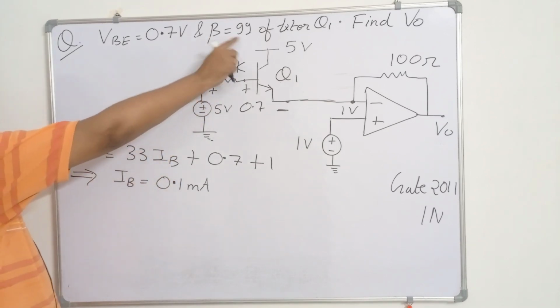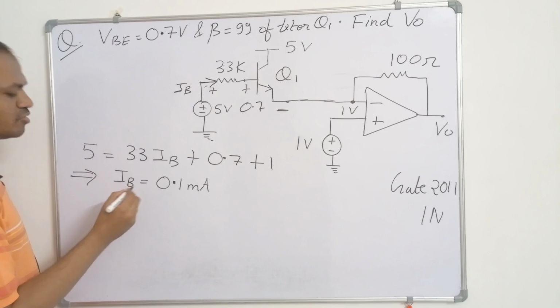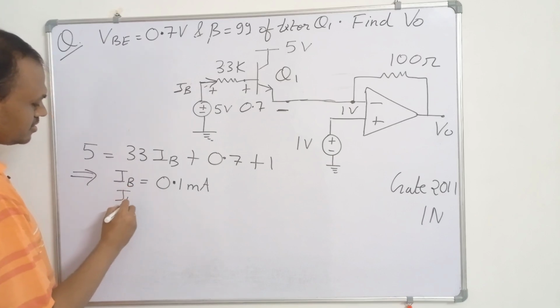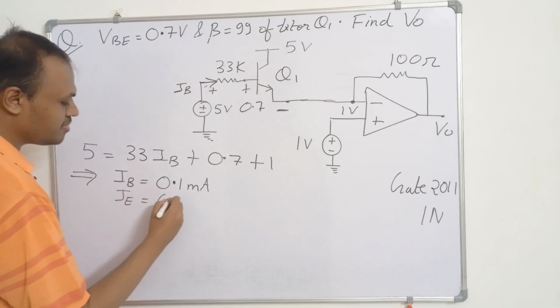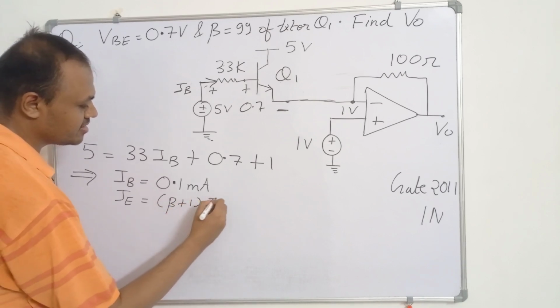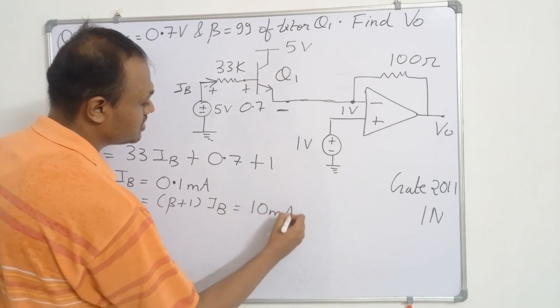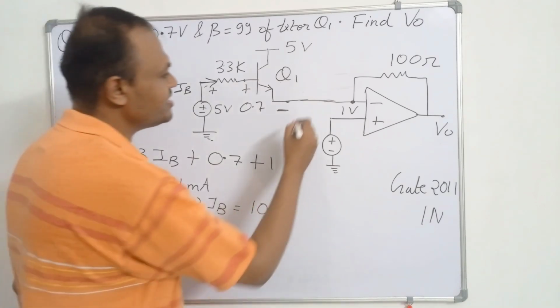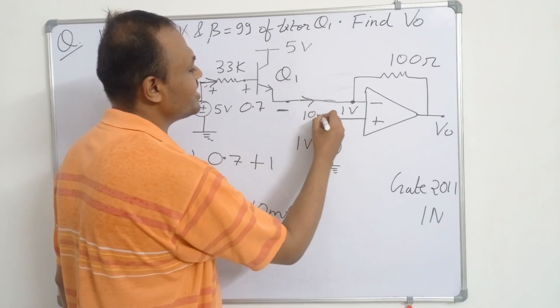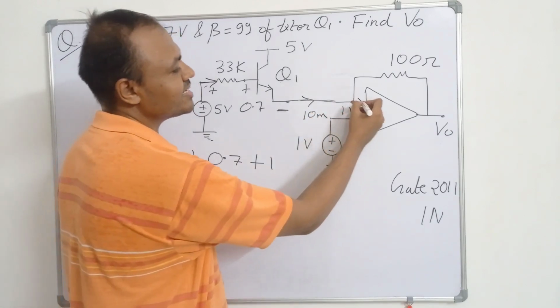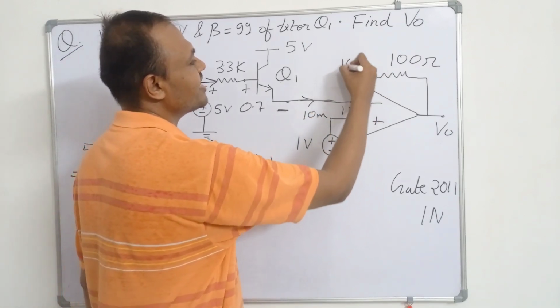So beta is 99, so IE is equal to (beta plus 1) IB. So this will be equal to 10 milliampere. It means 10 milliampere current is flowing here. So obviously this current will be 0, so this 10 milliampere current will go here.